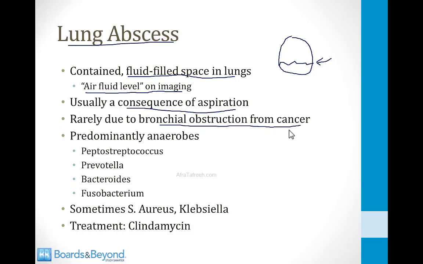The bugs that cause these are predominantly anaerobes, and that's why they come from aspiration. You aspirate those anaerobes in your mouth and oropharynx, bugs like Peptostreptococcus and Prevotella and bacteroides and Fusobacterium, and those lead to the formation of the abscess. Sometimes Staph aureus and Klebsiella are also involved. And the treatment for these is the same as treatment for aspiration pneumonia. It's clindamycin. However, if the abscess is big enough, sometimes it has to be surgically drained.